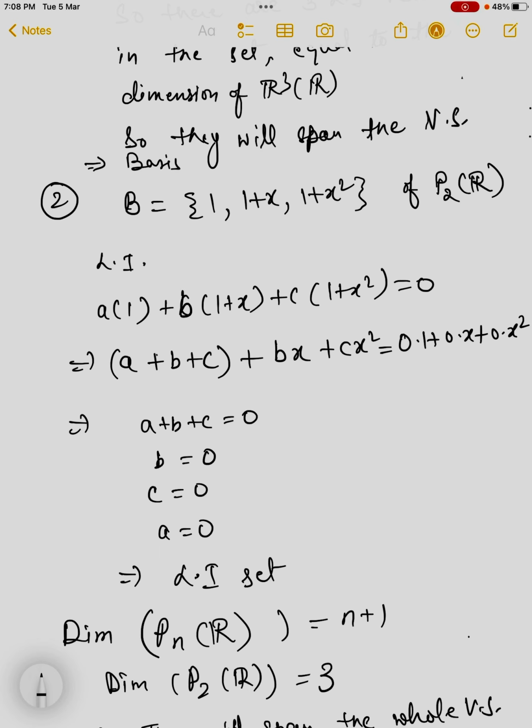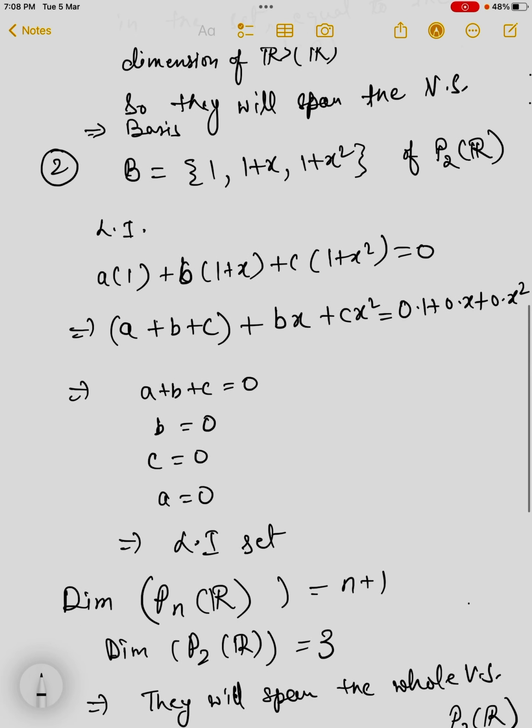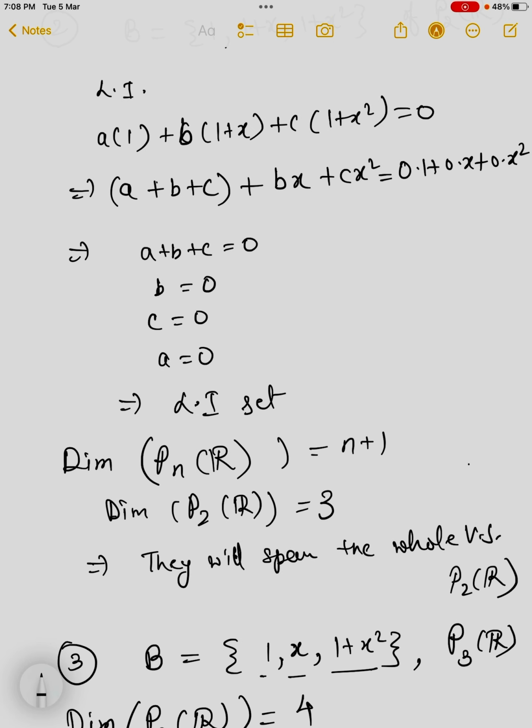So a plus b plus c equals 0, b equals 0, and c equals 0. By putting b and c as 0, we get a equals 0. That means in the linear combination of these polynomials, we are getting all the coefficients equal to 0. That is, this set is linearly independent. Now tell me, what is the dimension of P2(R)? We know the dimension of Pn(R) is n plus 1. So the dimension of P2(R) will be 3.